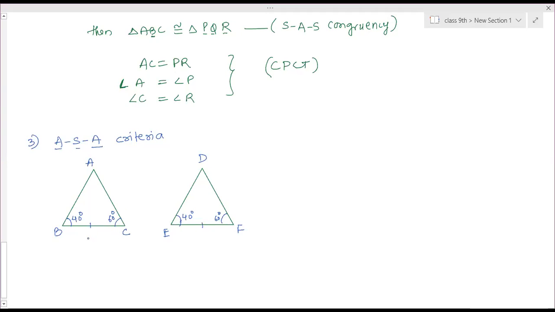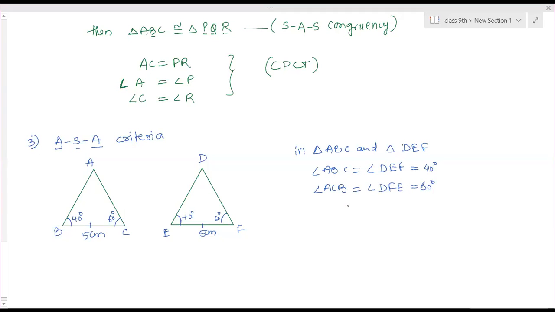If the EF length and BC length are equal, suppose this is 5 centimeters and this is also 5 centimeters, then these two triangles are congruent by ASA criteria. So in triangle ABC and triangle DEF, angle ABC is equal to angle DEF, that is equal to 40 degrees. Angle ACB is equal to angle DFE, that is equal to 60 degrees. And sides BC and EF are also equal because both measure 5 centimeters. Therefore, triangle ABC is congruent to triangle DEF by ASA congruency.